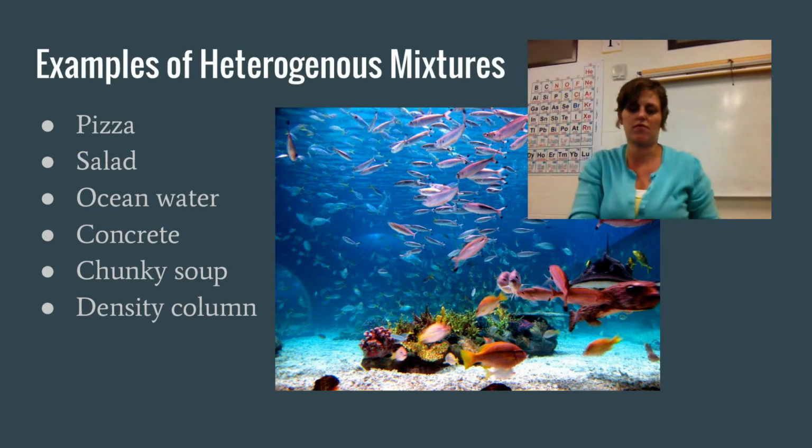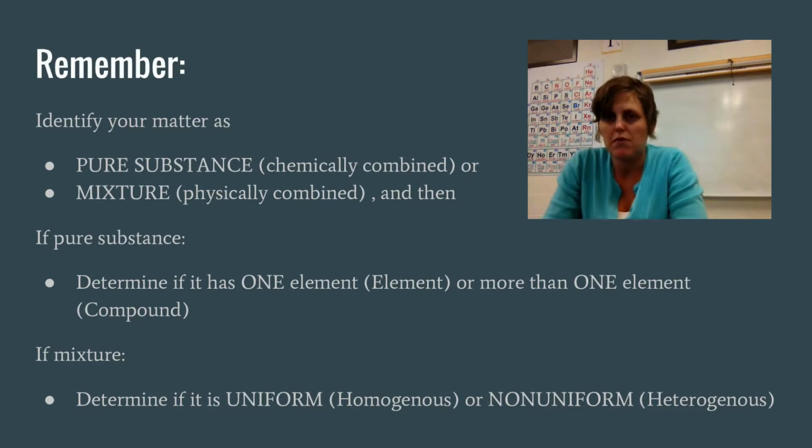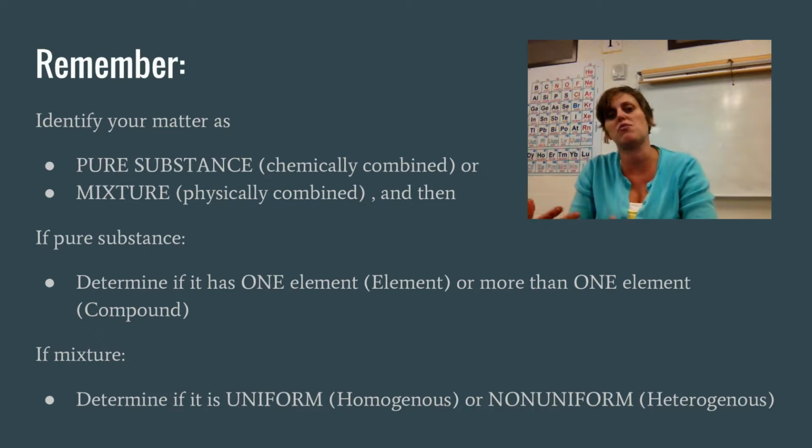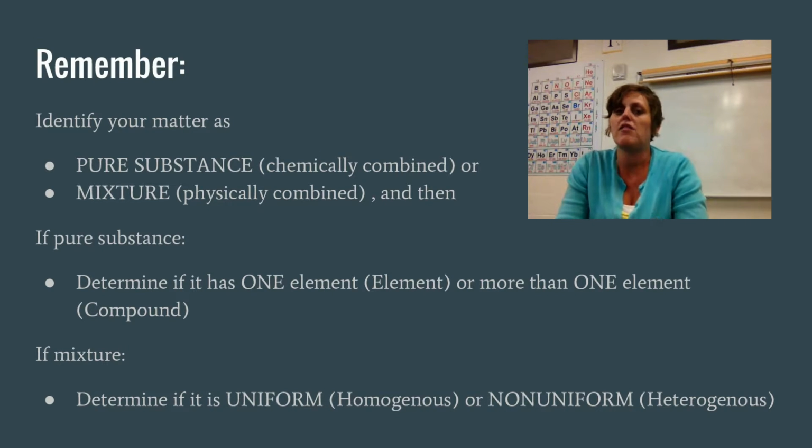So remember, you're going to first identify your matter as either a pure substance, which means it's chemically combined, or a mixture, which means it's physically combined. If it's a pure substance, you've only got two choices. It's either one element, in which case it's an element, big surprise there, or it's more than one element, which is a compound. They are chemically combined, so that means their electrons are interacting. You're going to look for a chemical formula there.